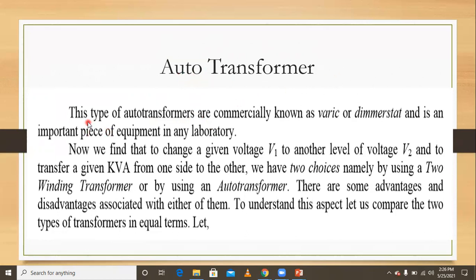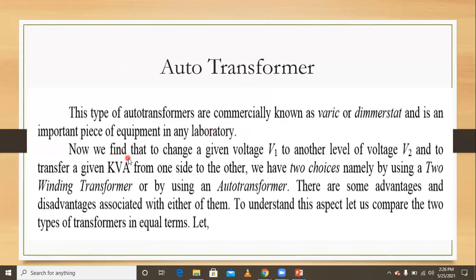Okay, that's why this type of auto transformer is used in the laboratory. This type of transformer is commercially known as a variac, or dimmerstat, and is an important piece of equipment in any laboratory.